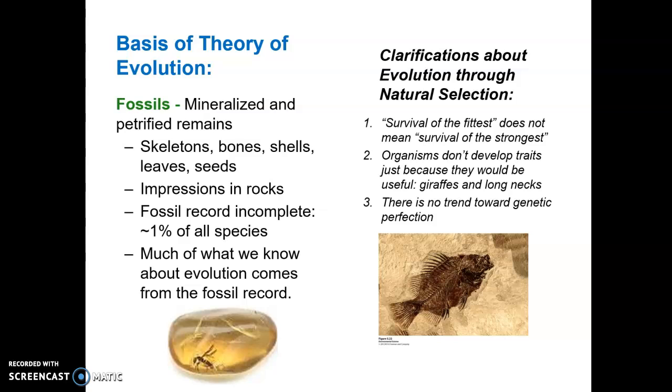A second important point is that organisms don't develop traits just because they would be useful. An example here is giraffes and long necks. It wasn't that the giraffe thought, oh, gee, if I just had a longer neck, let me just stretch it out here and see if I can reach some leaves on the tops of these trees. That's not how it works.